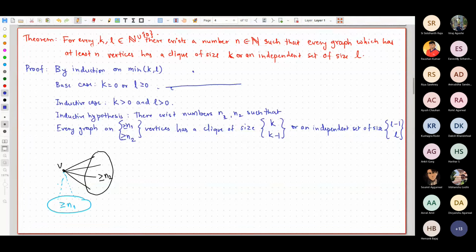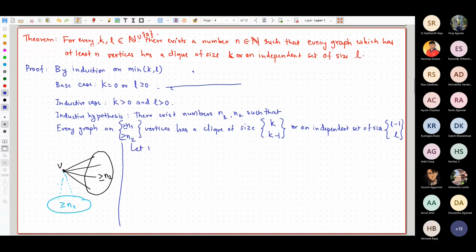Now my question is, if I told you the values of n1 and n2, what value of n will you choose so that something like this is guaranteed: either V has a set of at least n1 non-neighbors, or V has a set of at least n2 neighbors. What is the smallest n I should choose to ensure this property? Yeah, Somil. N1 plus N2. N1 plus N2 is good enough. Yes, good.